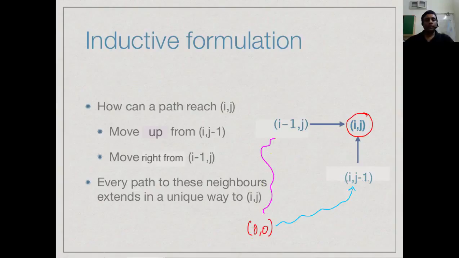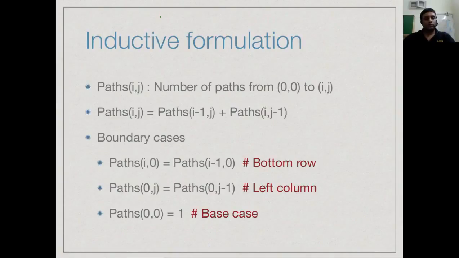So if I count the paths coming to the two neighbors, then each of those paths can be extended to reach the current node. So therefore, I get an inductive formulation as follows. Let's write paths(i,j) to denote the number of paths from 0,0 to the current point i,j. So what we have just seen from our inductive analysis of the problem is that if we are at i,j, then the paths come from the left or from below. So the paths to i,j are the sum of the paths to i minus 1,j and the paths to i,j minus 1. So there are of course some boundary conditions.